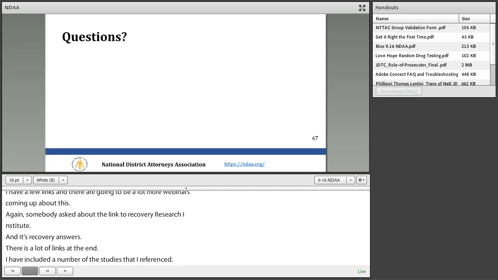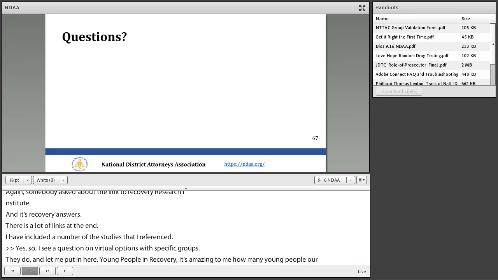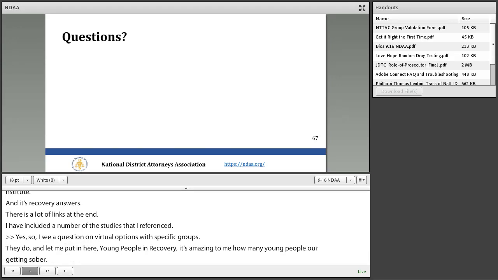They do, and let me put in here, so young people in recovery, it's amazing to me how many young people are getting sober. It's wonderful. So let me write that in, young people in recovery. I'm having a problem here as I'm trying to talk and get this to you.